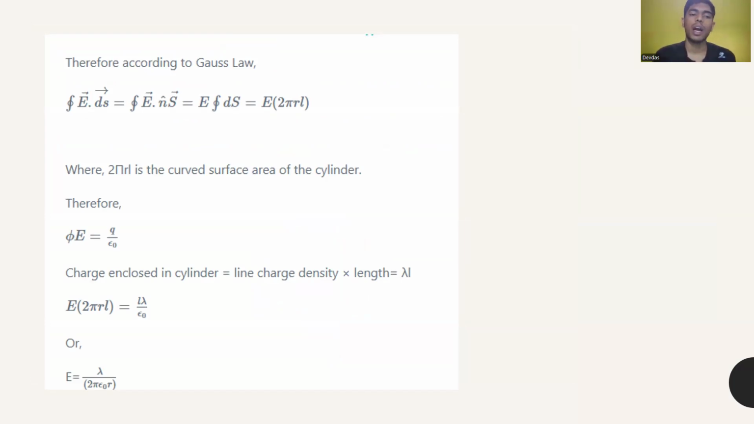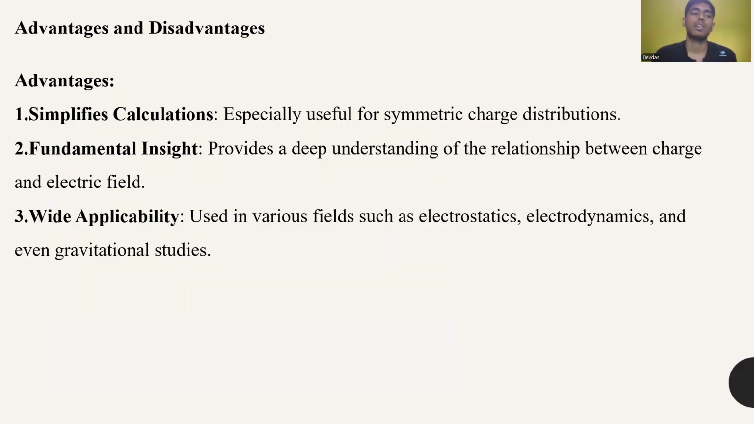Where 2 pi r L is the curved surface area of the cylinder, therefore E times the area is equal to Q enclosed by epsilon naught. The charge enclosed in the cylinder is equal to line charge density times length L, that is lambda L. So E times 2 pi r L is equal to lambda L by epsilon naught, or E is equal to lambda by 2 pi epsilon naught r. Here, lambda is the line charge density.